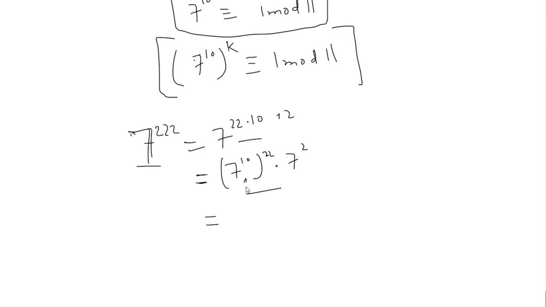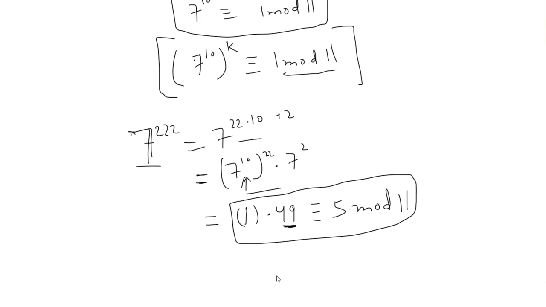So we know that this part is congruent to 1 mod 11. Therefore, we can write this as 1. And this is equal to 49. And if you divide 49 by 11, you will get a remainder of 5. So all of this is congruent to 5 mod 11.